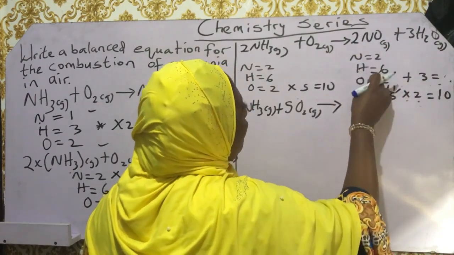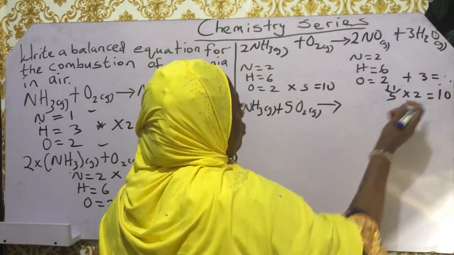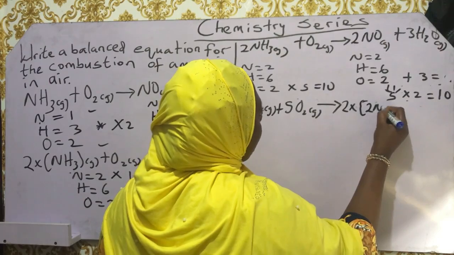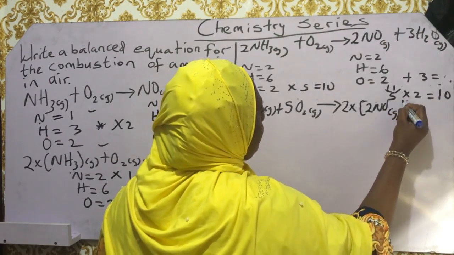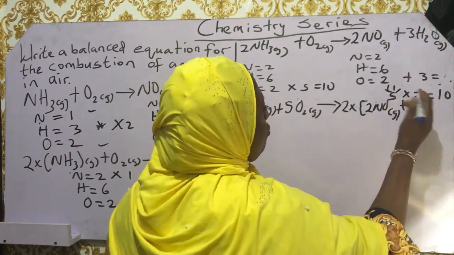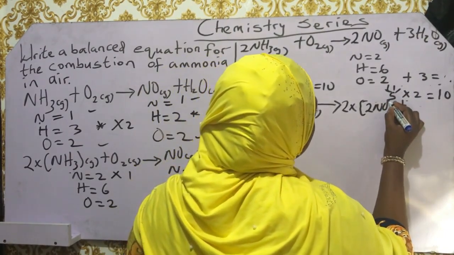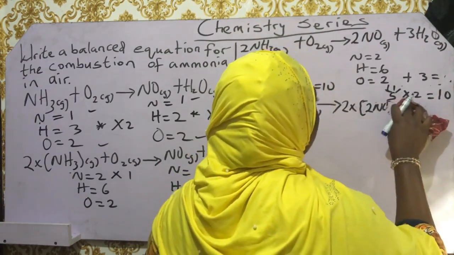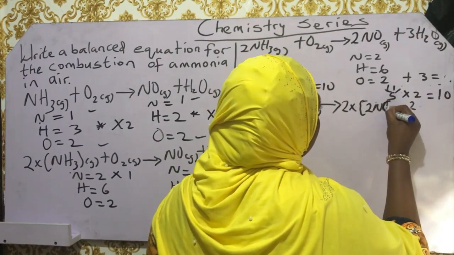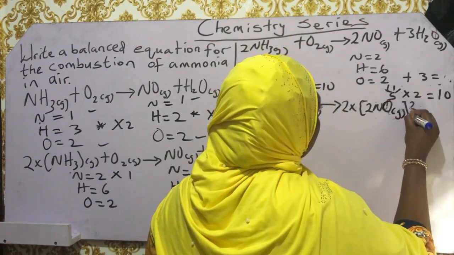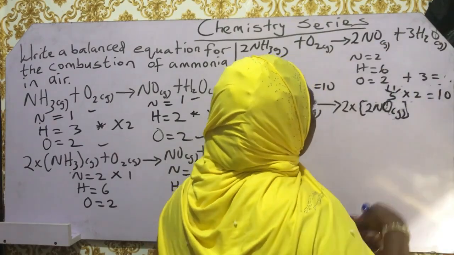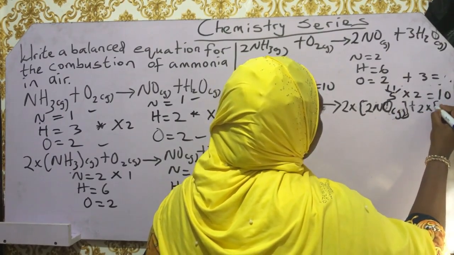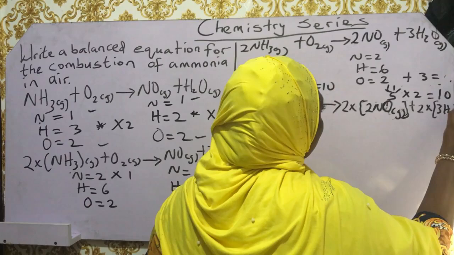So here we have oxygen. And I said anywhere you have oxygen in the product, multiply by 2. That is 2 times 2NO gas plus. We also have oxygen here, so multiply that one by 2. Why am I adding this? 2 times 3H2O.